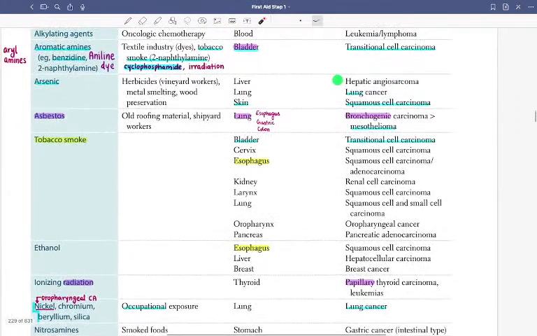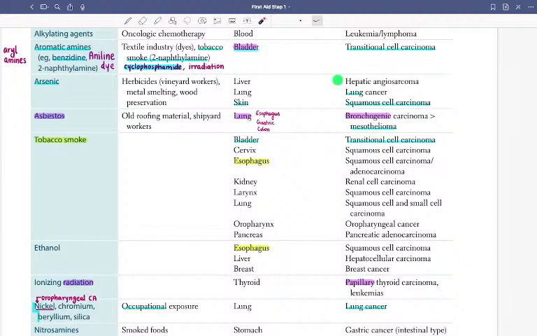Arsenic: herbicide, vineyard workers, metal smelting, wood, skin. Vineyard workers, shipyard, I think mesothelioma, lung cancer, squamous cell, hepatic angiosarcoma. Oh no, arsenic is not mesothelioma. It is asbestos that is mesothelioma. Arsenic is hepatic angiosarcoma, lung carcinoma, and squamous cell carcinoma of the skin. While asbestos is roofing material, shipyard: lung, esophageal, gastric, colon, bronchogenic carcinoma more than mesothelioma.